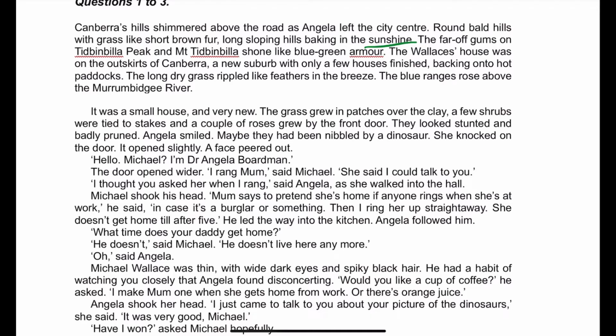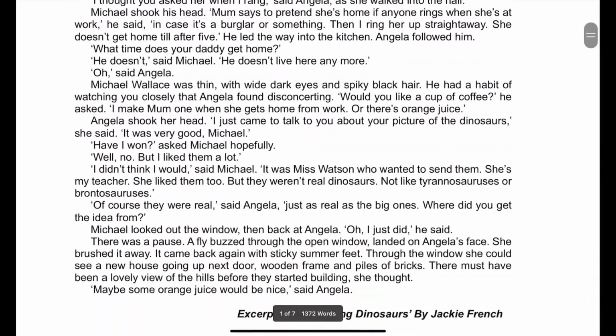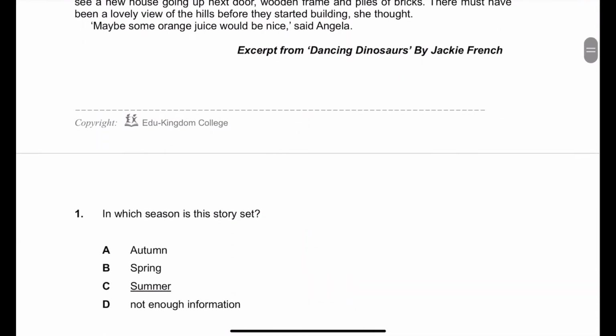We have this setting where they're in a secluded area, or at least out in nature, in Canberra at least. We also have a bit of a breeze, okay? So it's relatively warm. We can't say it's autumn, because autumn is relatively cold. There is enough information for us to know this.